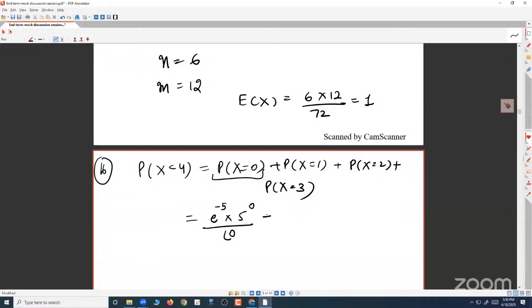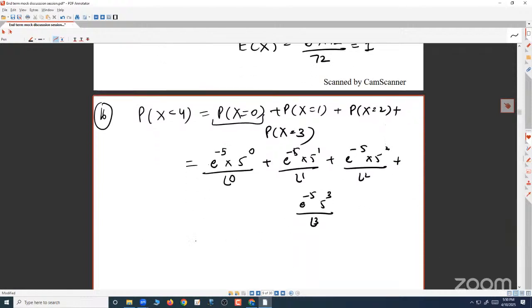e raised to the power minus 5 into 5 raised to the power 0 upon factorial 0. Similarly, e raised to the power minus 5 into 5 raised to the power 1 upon factorial 1, plus e raised to the power minus 5 into 5 raised to the power 2 upon factorial 2, plus e raised to the power minus 5 into 5 raised to the power 3 upon factorial 3. Is this step clear? Yes, ma'am.